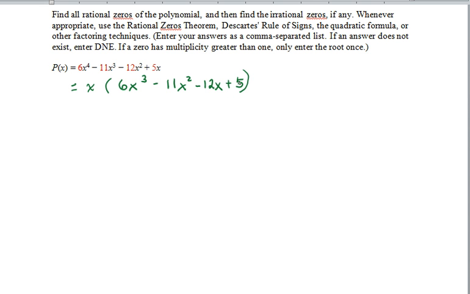And this polynomial, if we use Descartes' rule of signs on the remaining polynomial, we see that there are two changes of sign, from the first to the second term and the third to the fourth term. So looks like two positive zeros possible.